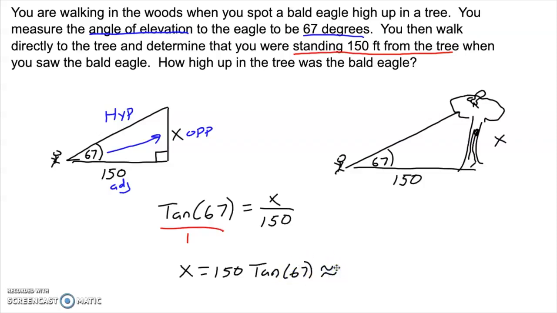So I'll grab my calculator, and I have approximately 353.37. Okay, let's just round that to 353. There are no rounding instructions, so of course follow whatever instructions are in the problem. And that's how tall the eagle is in the tree. Notice that in order to answer this question, we had to know that the angle of elevation was the angle that we're looking up from horizontal at the eagle.